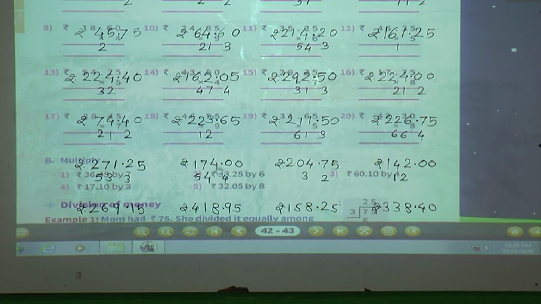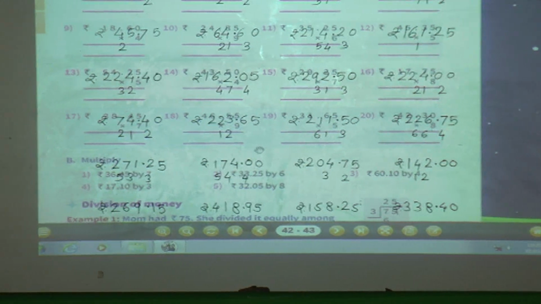So in this way we have seen question number A, 20 sums. Okay. In the similar way only you have to solve question number B.